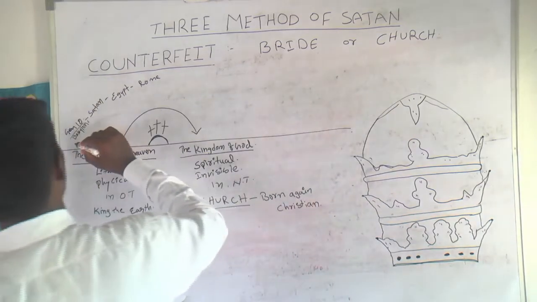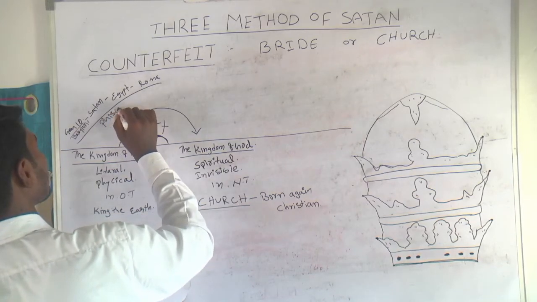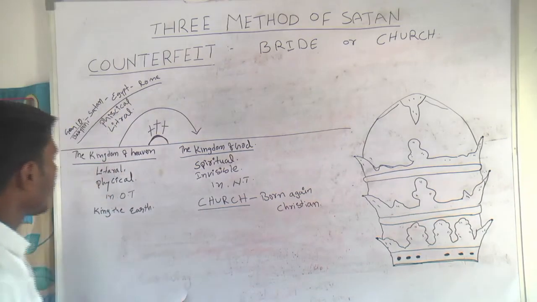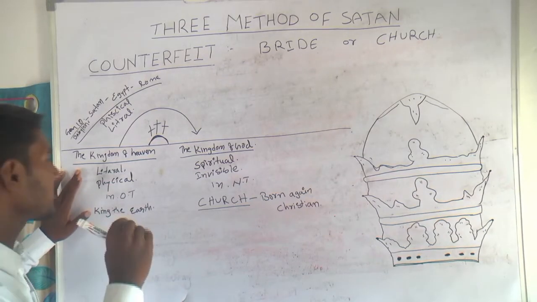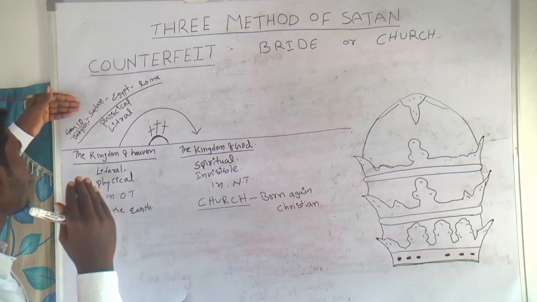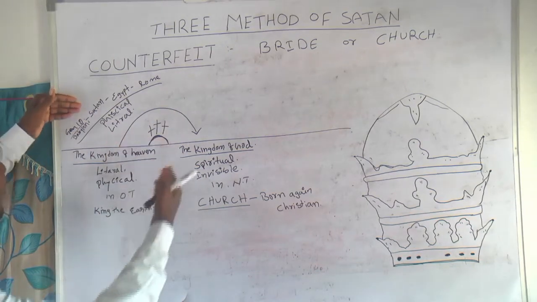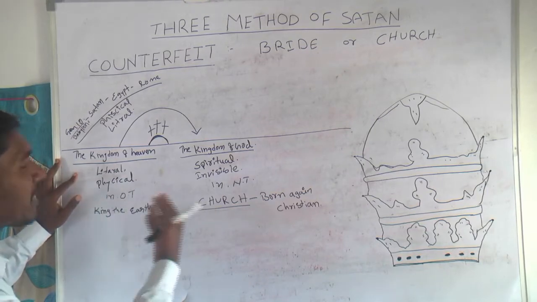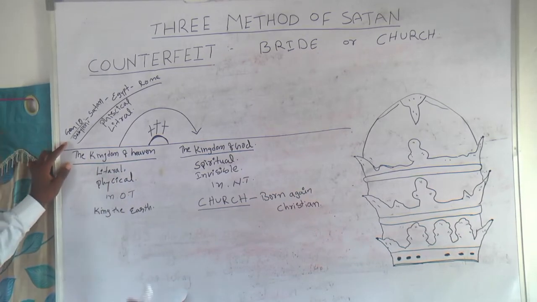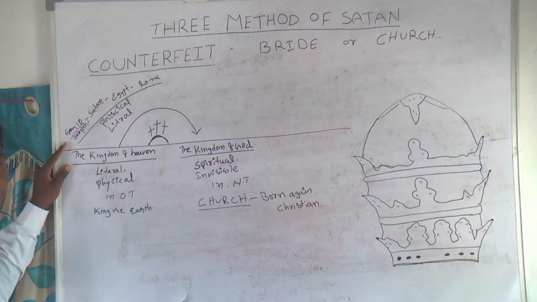So these kingdoms on this earth are physical and literal. See, there is the kingdom of heaven, which belongs to God. At the same time, the kingdom of Satan is also the same, the mystery Babylon, physical and literal. Just as the kingdom of God, the kingdom of heaven, is literal and physical in the Old Testament on this earth, at the same time the kingdom of Satan is also physical and literal in the Old Testament on this earth.